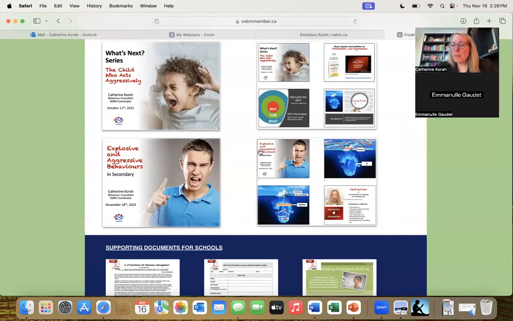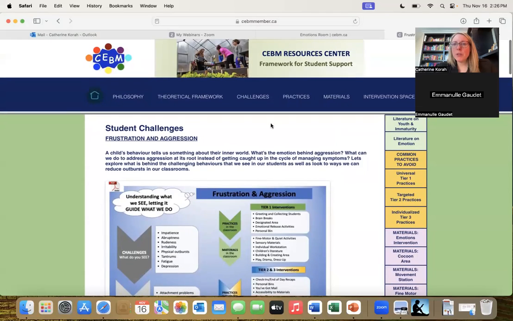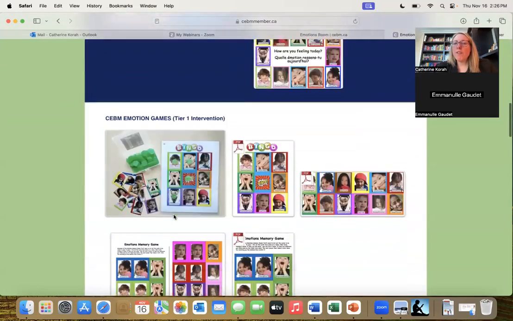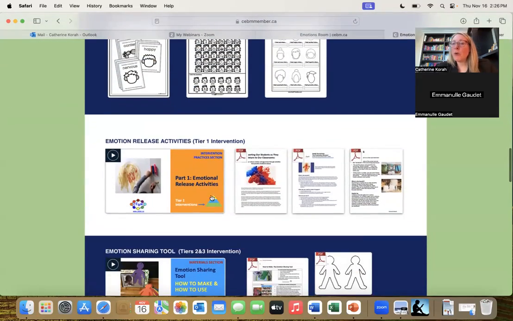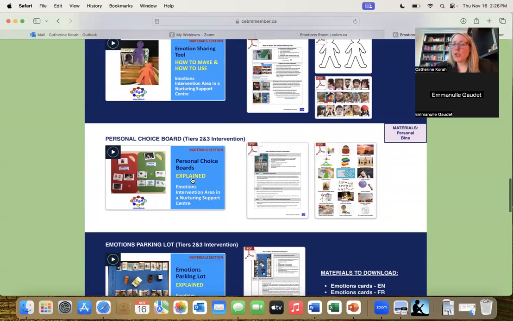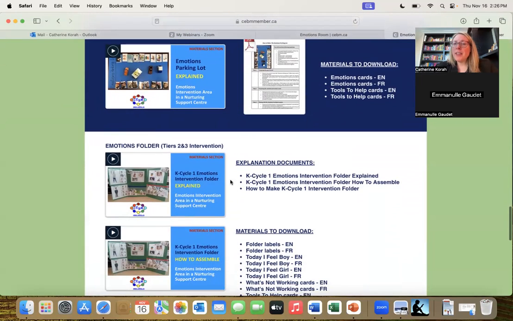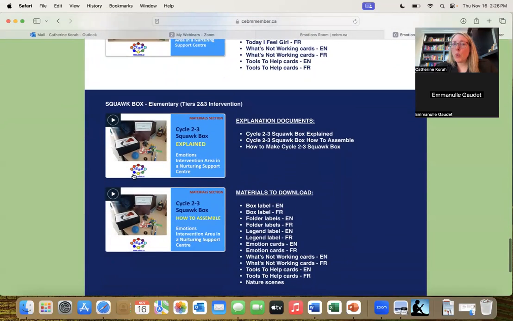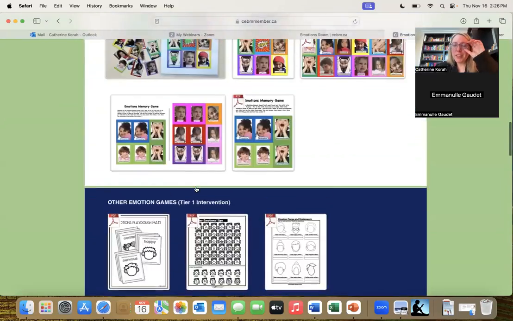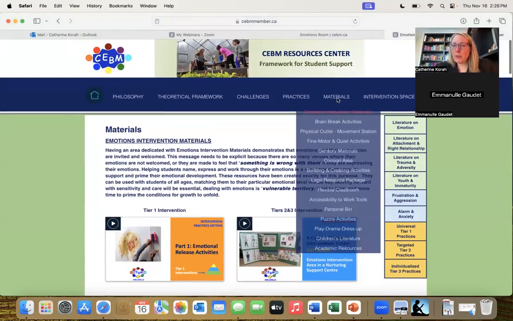So in terms of other materials, I mentioned emotion materials. If you go underneath materials, the first button is emotion intervention materials. You will find here further down, the emotional release activities. Those are the other two that Hannah Beach created. You've got the personal choice board. You've got the K cycle 1 emotions folder, and you've got the squawk box for elementary and the squawk box for high school. So these are the emotion intervention materials.